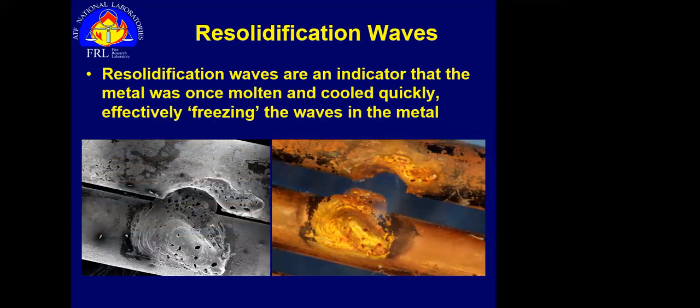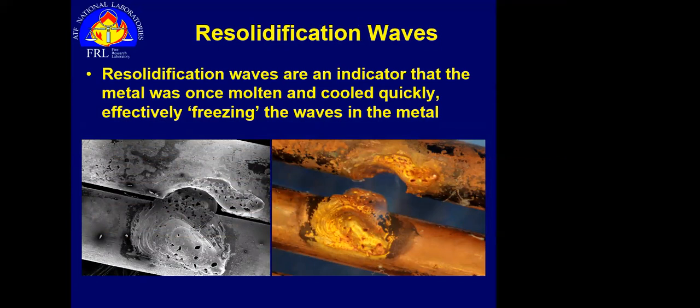Resolidification waves, that's the phrase I was looking for earlier. Because these are molten and it cools very quickly, we can freeze these waves in the metal. These were lab generated artifacts. On the left, we took these pictures under a scanning electron microscope, and then we tried to recreate the same image under a regular microscope on the right.